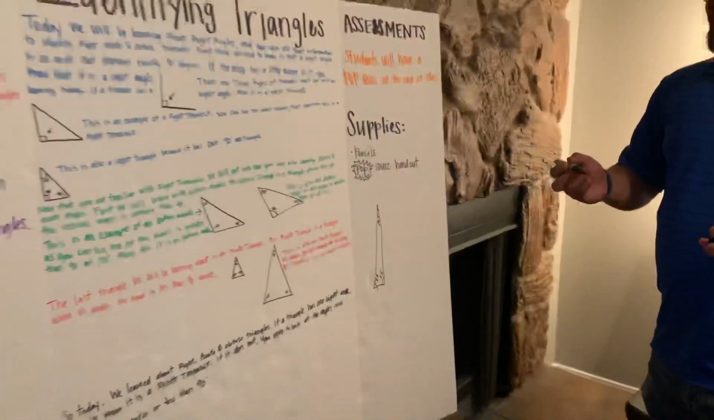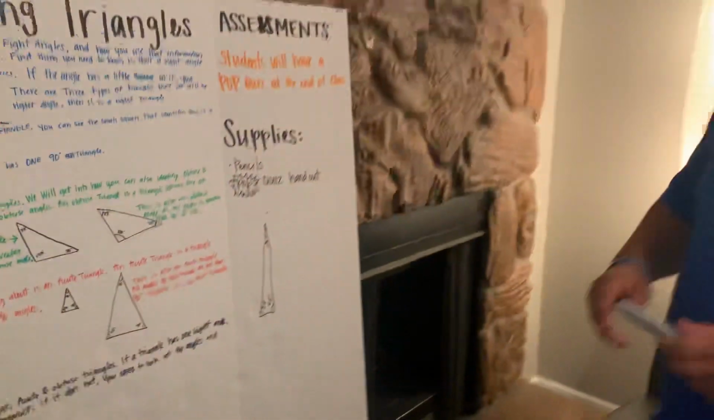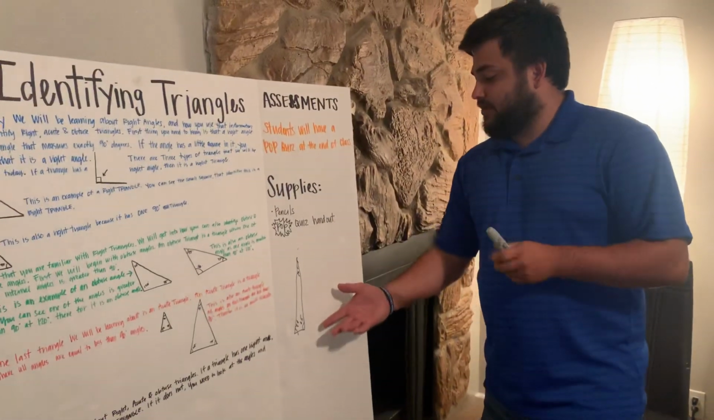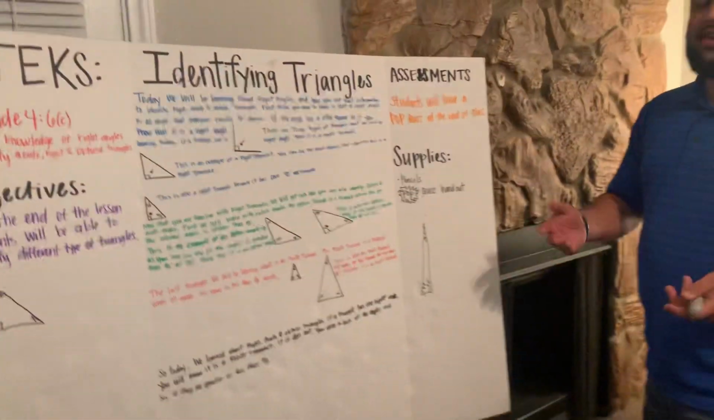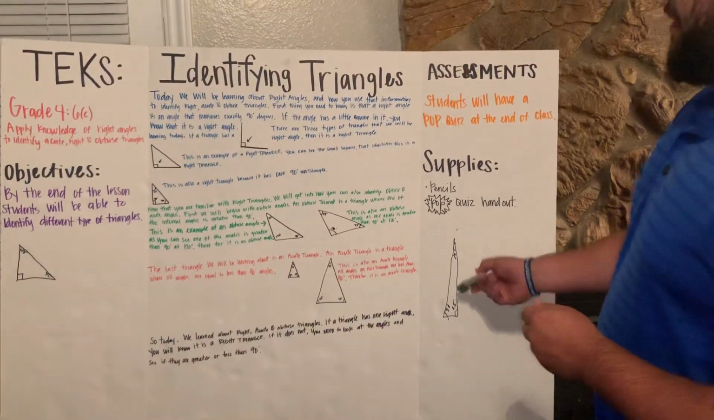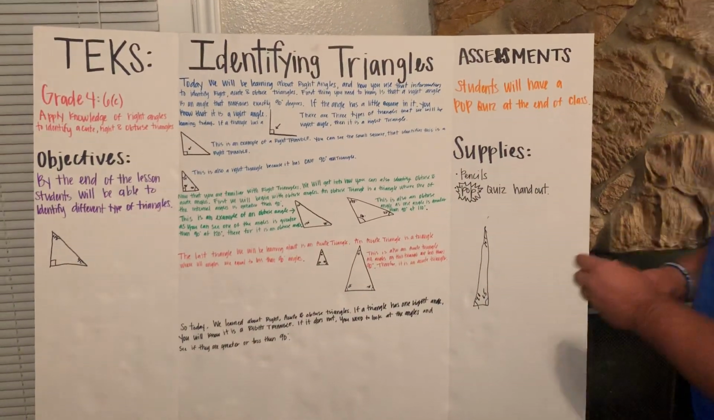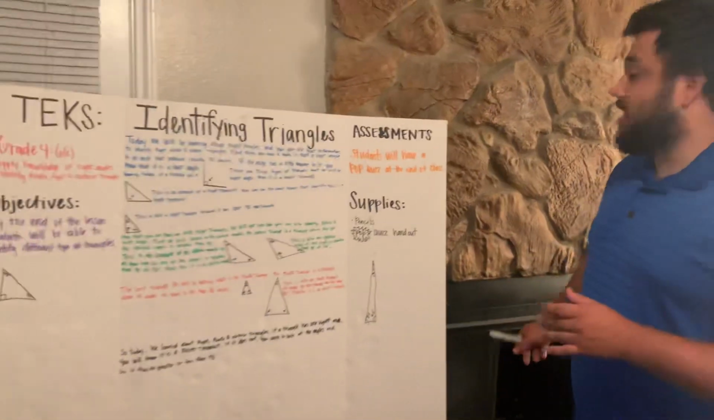Would this be acute, obtuse, or right? Yes, this is an acute triangle because there is no square, so there's no 90-degree angle, and all three of the angles are less than the 90 degrees. So with that being said, I will now pass out your pop quiz, and you may get started.